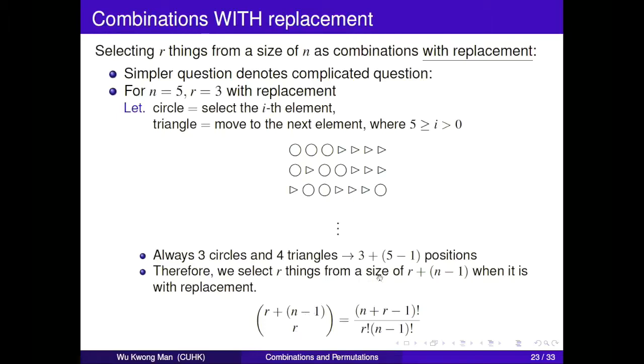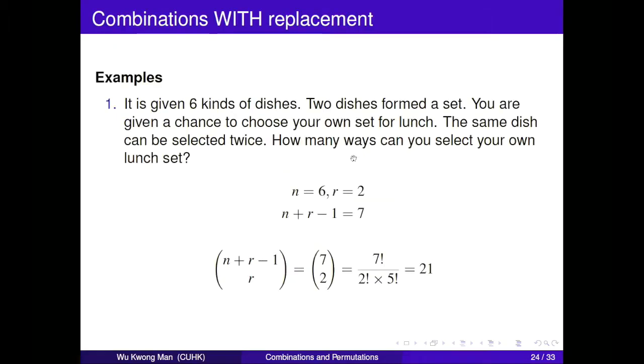So we replace n in the original combination formula by n plus r minus 1. A new formula for combination with replacement is formed: n plus r minus 1 factorial over r factorial times n minus 1 factorial. Here is an example. You are choosing 2 dishes from 6 for your lunch set, and the same dish can be selected twice. So it is a combination problem with replacement. n equal to 6 and r equal to 2, so n plus r minus 1 is equal to 7. Putting it into the combination formula, 7C2 is the number of ways to select the lunch set.